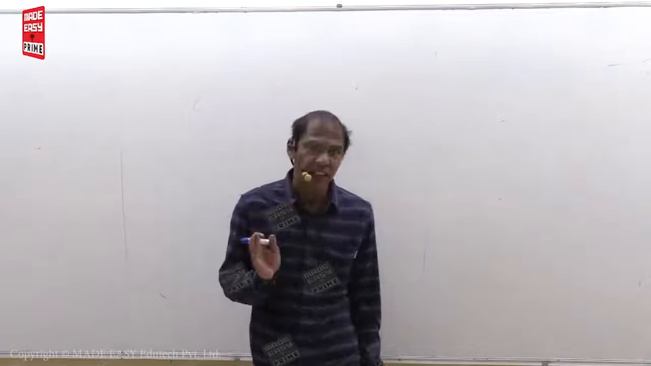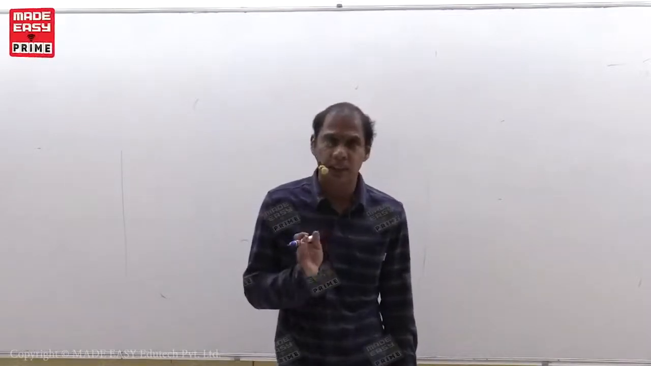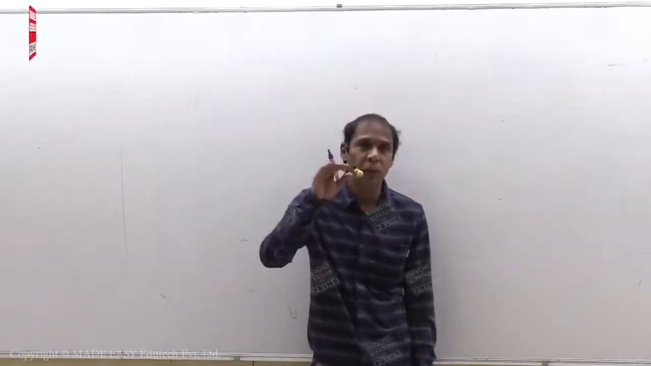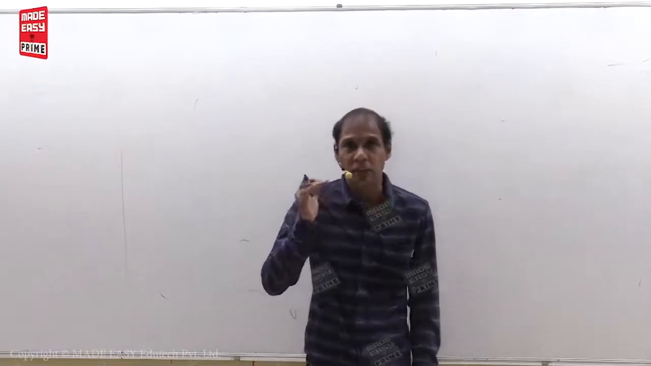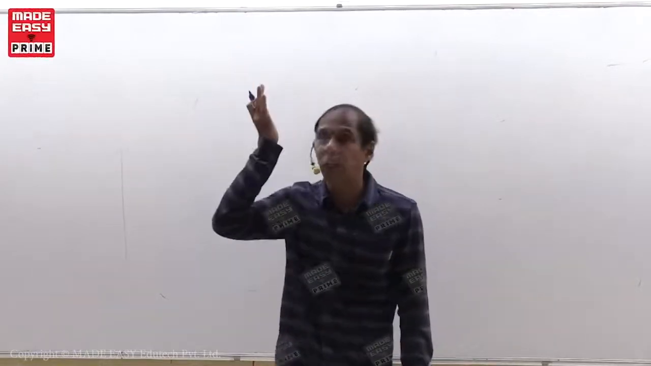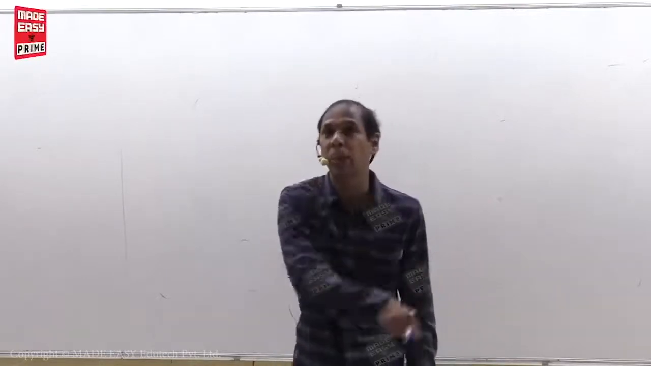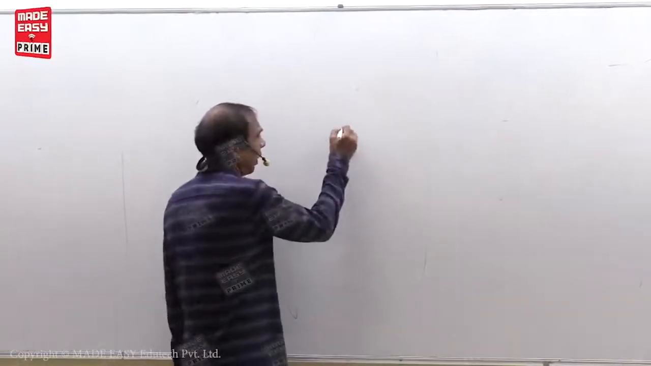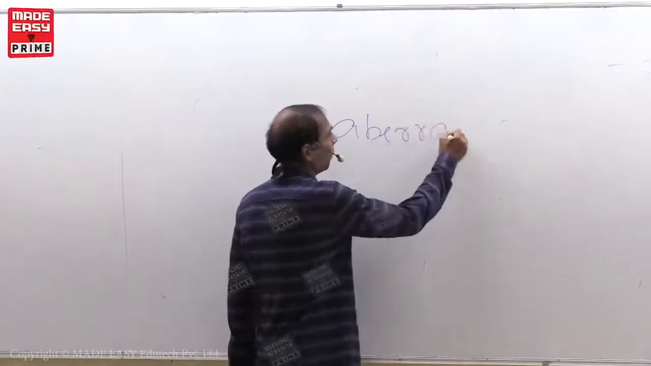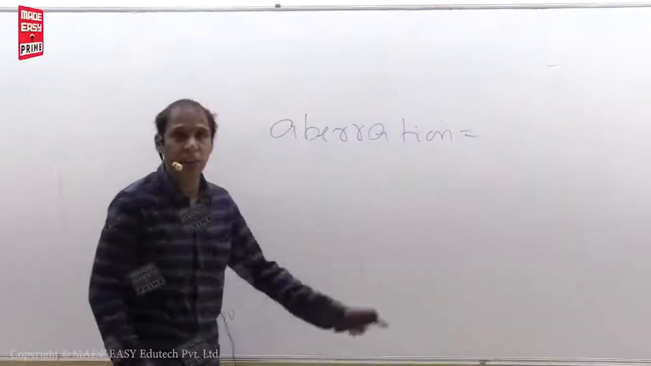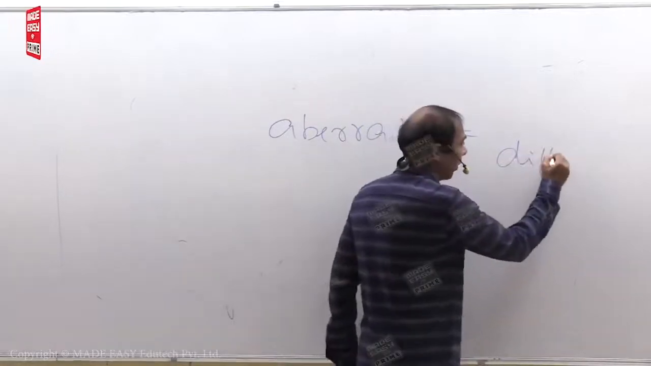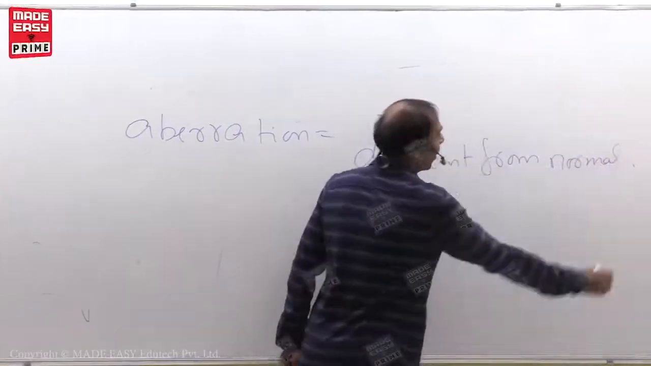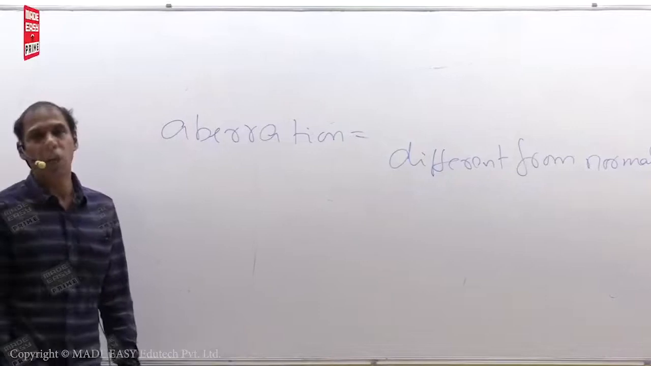Actually, there are no techniques regarding the vocabulary part. But to the best of my knowledge, I give you some techniques, right? With the support of those techniques, we can know the meaning of the word easily, and also we can remember the meaning of the word easily. What techniques? See, for example, what is the meaning of aberration? Aberration means different from normal.